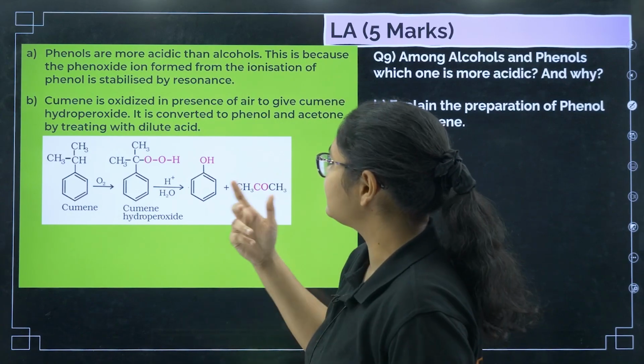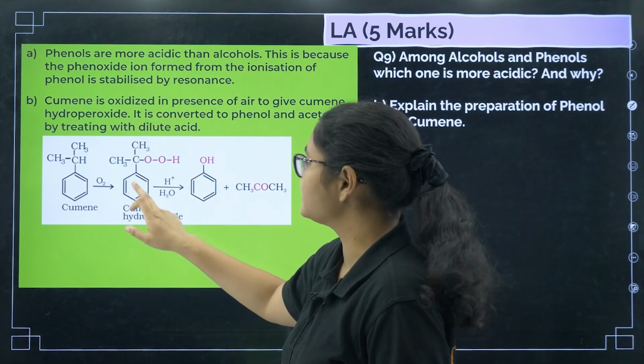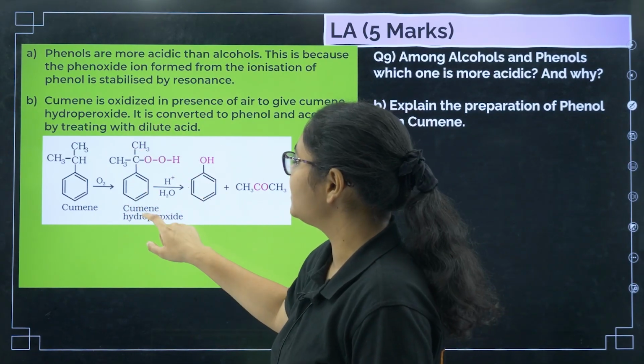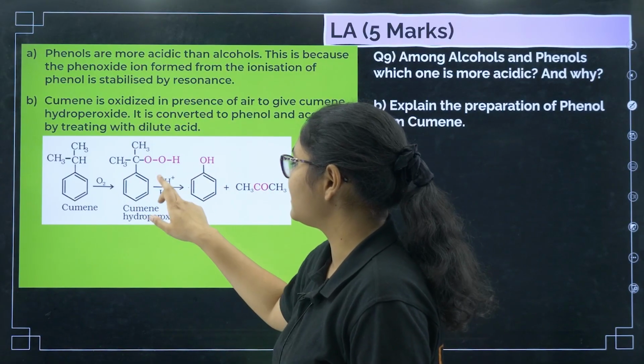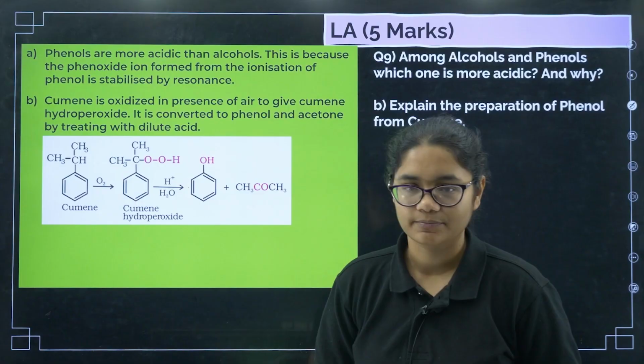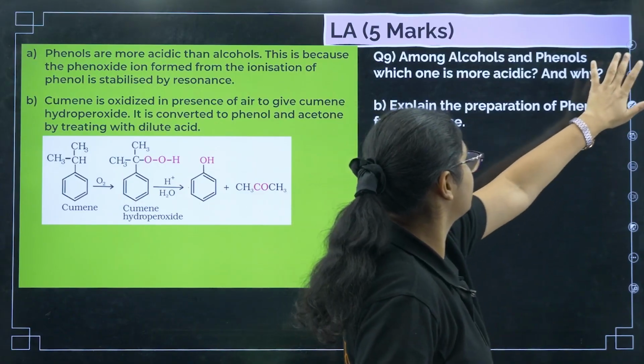Then cumene, how does it happen? Cumene is oxidized in the presence of O2 to give cumene hydroperoxide. It is then converted to phenol and acetone by treating it with dilute acid. Okay. Next, question number 10.